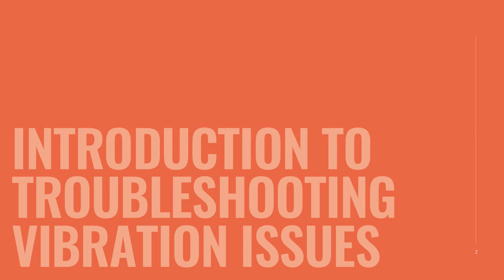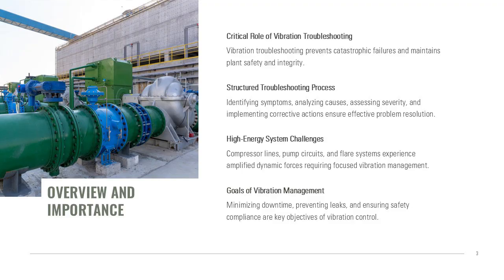Overview and importance. Troubleshooting vibration issues in process pipework is a critical activity for maintaining plant integrity and safety. Vibration-induced fatigue can lead to catastrophic failures if not addressed promptly. The process involves identifying symptoms, analyzing root causes, verifying severity, and implementing corrective actions. A structured approach ensures that problems are not only mitigated but also prevented from recurring. This methodology is particularly important in high-energy systems such as compressor discharge lines, pump circuits, and flare systems, where dynamic forces can amplify structural weaknesses.